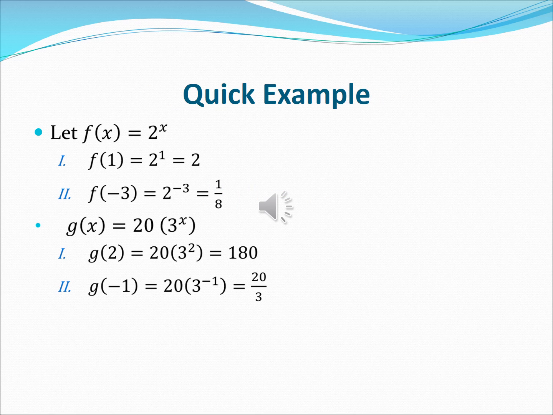Quick example. Let f(x) be a function equal to 2 raised to the power of x. f(1) is 2 raised to the power of 1, which is 2. f(-3) would be equal to 1/8. Let g(x) equal 20 times 3 raised to the power of x. Then g(2), wherever I have x, I substitute 2. So I have 20 times 3 squared, which is equal to 180. g(-1) would be equal to 20 divided by 3.